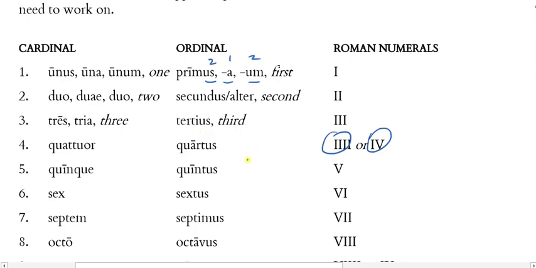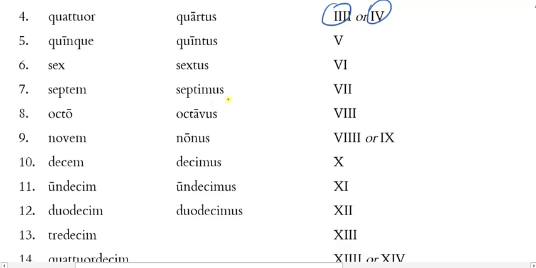Tertius for third, quartus, fourth, quintus, fifth, sextus, sixth, septimus, seventh, octavus, eighth, nonus, ninth, decimus, tenth, undecimus, eleventh, and duodecimus, twelfth.